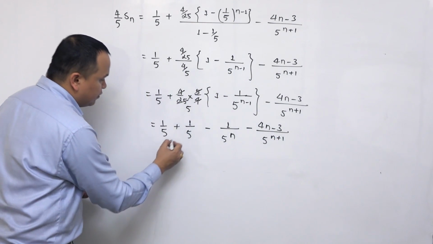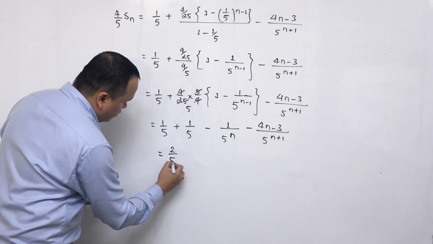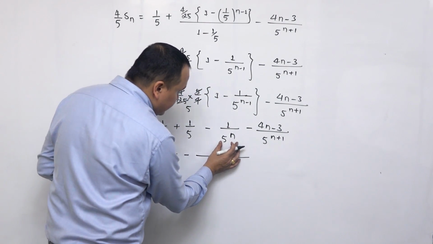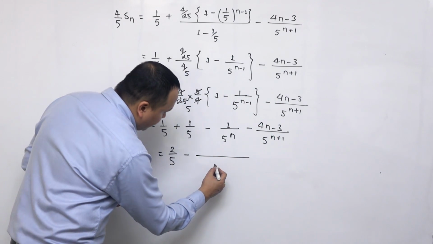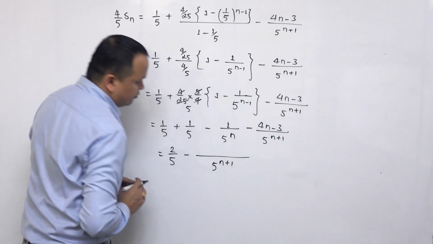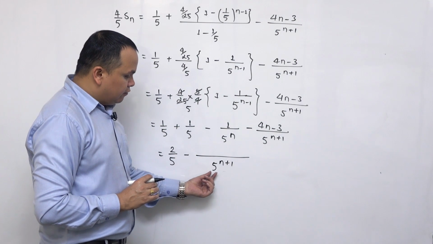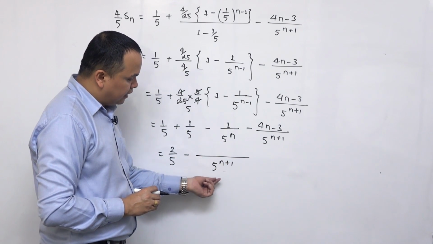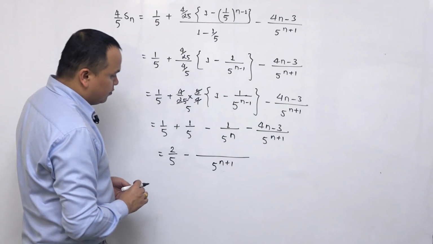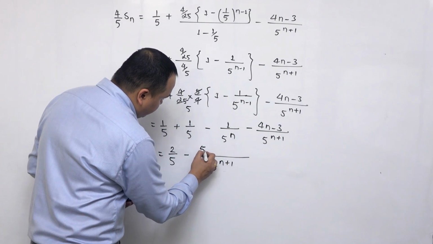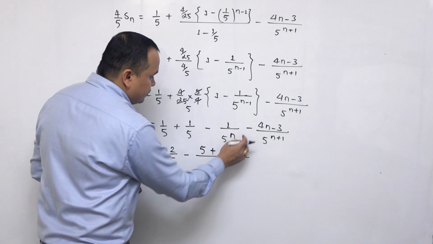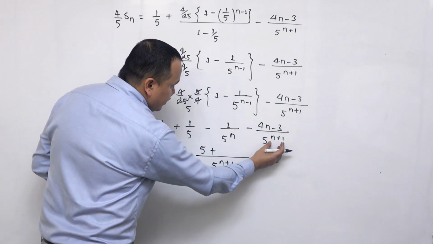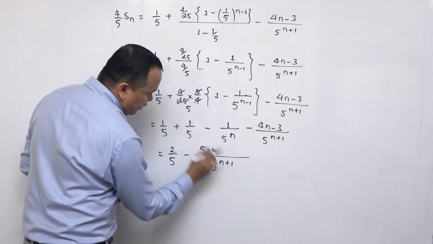Here 1 upon 5 plus 1 upon 5, 2 upon 5 minus the LCM of 5 to the power n and 5 to the power n plus 1 is 5 to the power n plus 1. Now dividing 5 to the power n plus 1 upon 5 to the power n, n and n cancel, just 5 to the power 1, which is 5. 5 into 1, 5. The 5 to the power n plus 1 divided by 5 to the power n plus 1, which is 1.